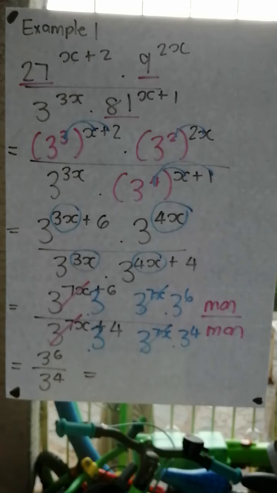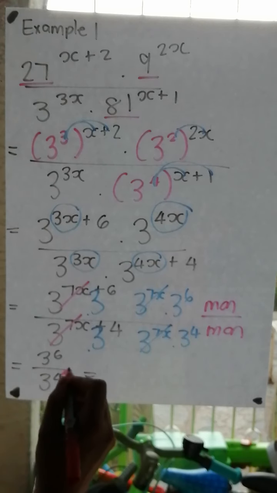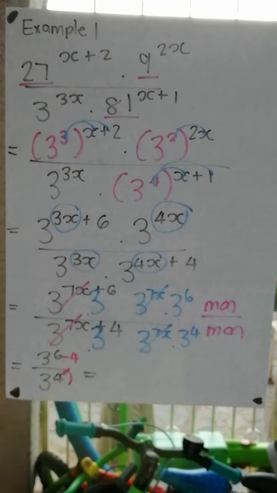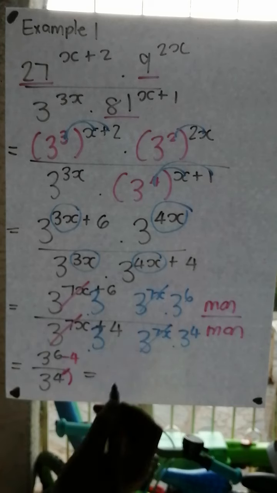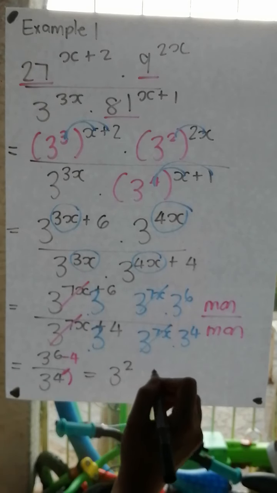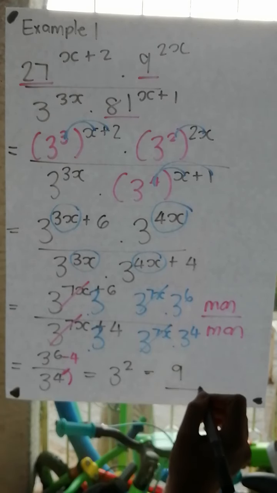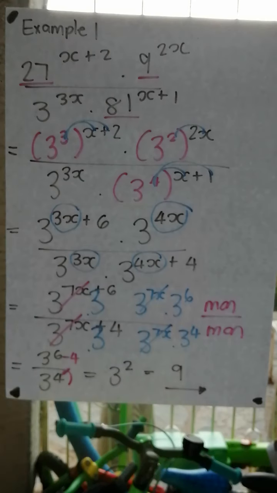And now I just move the smaller exponent to the bigger. That means I must subtract because division is happening. Where does the subtraction happen? It happens at the top because this becomes minus 4 at the top. So what am I left with? I'm left with 3 squared, which is 9. And that's my final answer for example 1.